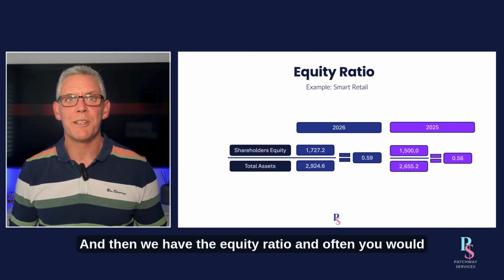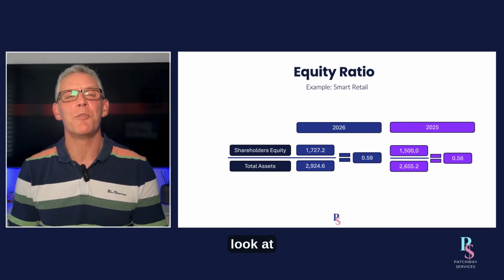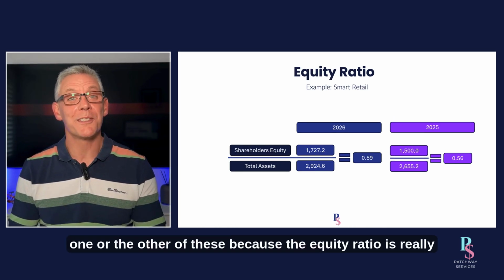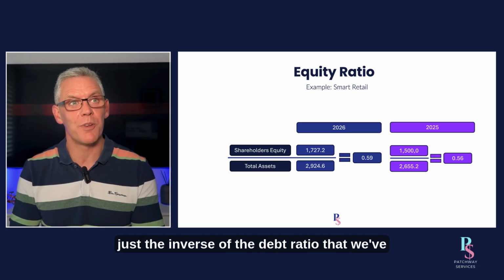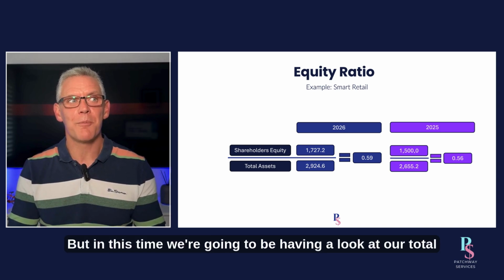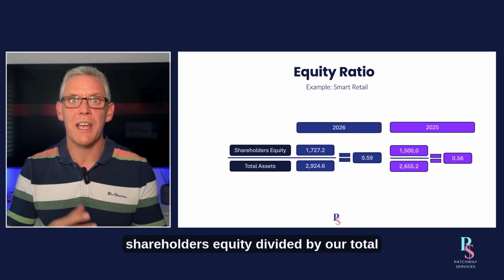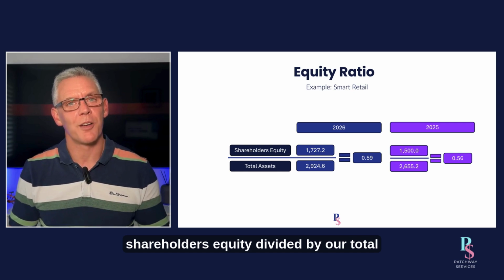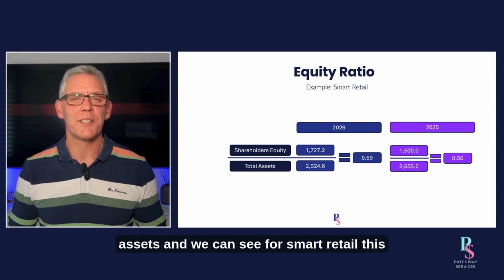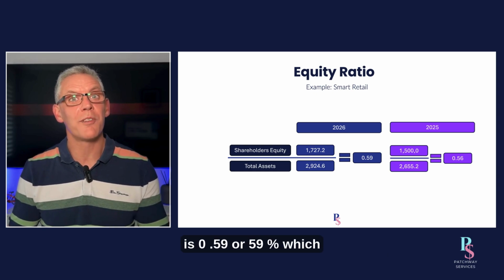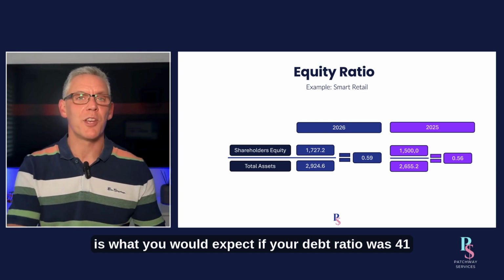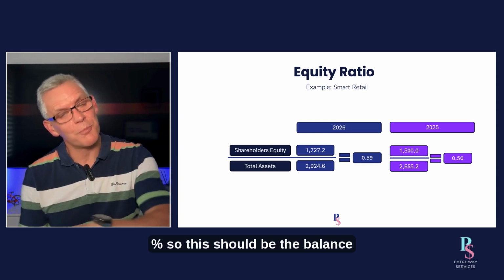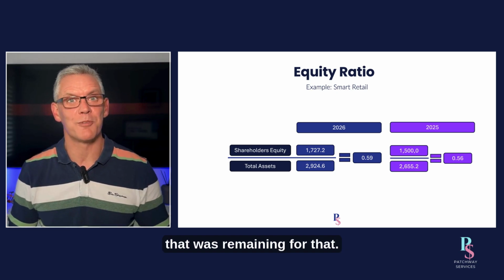And then we have the equity ratio. Often you would look at one or the other of these, because the equity ratio is really just the inverse of the debt ratio that we've just looked at. But this time, we're going to be having a look at our total shareholders' equity divided by our total assets. And we can see for Smart Retail, this is 0.59 or 59%, which is what you would expect if your debt ratio was 41%. So this should be the balance that was remaining for that.